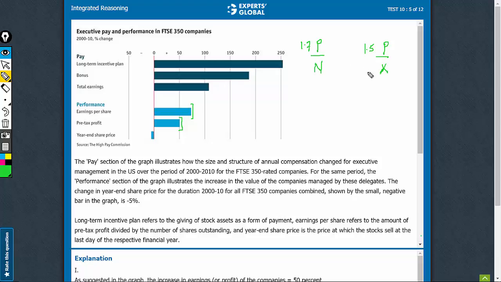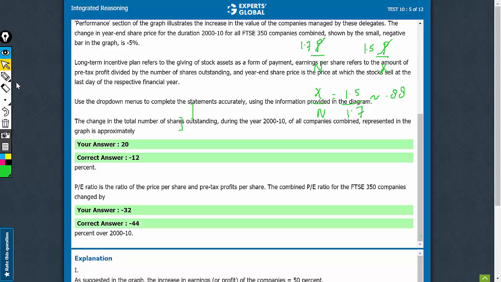So now let's find the ratio between X and N. P's get cancelled. X upon N is equal to 1.5 upon 1.7. That's approximately 0.88. So the ratio is 0.88. That means N has reduced by approximately 12%. So the first answer here must be minus 12%. Of course, it's a decrease of 12%. First answer must be minus 12.